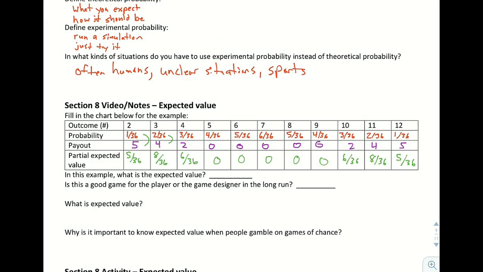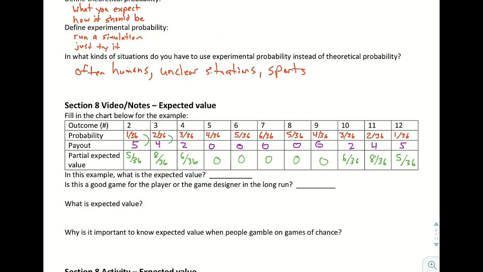The question below it says, in this example, what is the expected value? And the expected value is when you add up all these partial expected values together. So you have 5 and 8 and 6 all over 36. So we add those numerators and then we keep it all over 36. So 8 and 6 is 14. 5 more is 19.